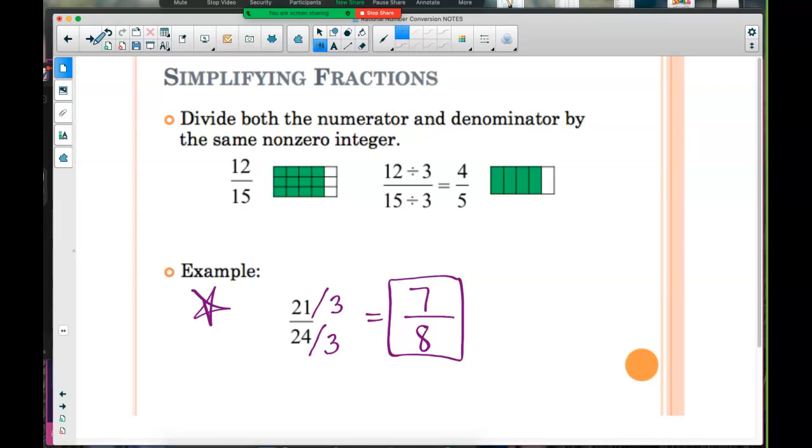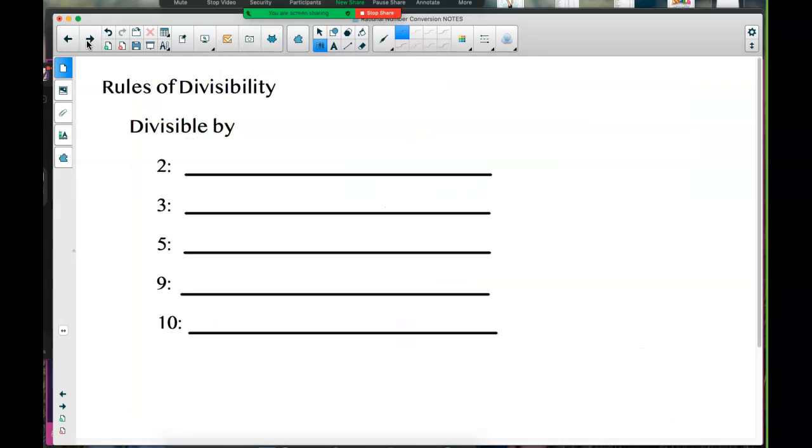Okay? Now, some of you get stuck because you're not sure what to divide by. I want you to put this in your notes. What you're seeing on the screen right now, we're going to write down some rules for divisibility. How do you know when you can divide by 2, divide by 3, divide by 5, divide by 9, or divide by 10? I want you to write rules of divisibility. Some of you maybe know these tricks, some of you have maybe forgotten these tricks.